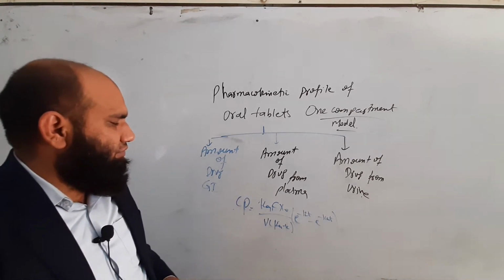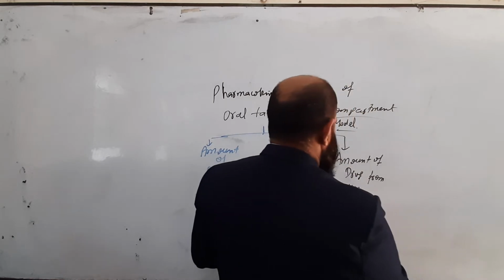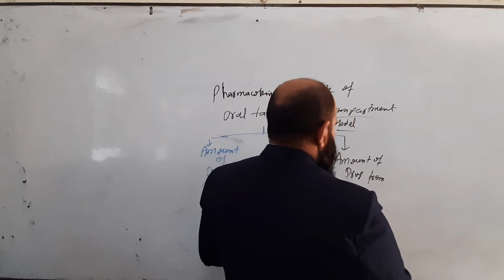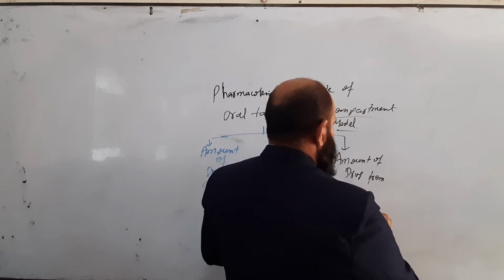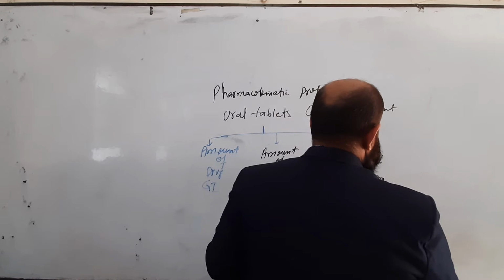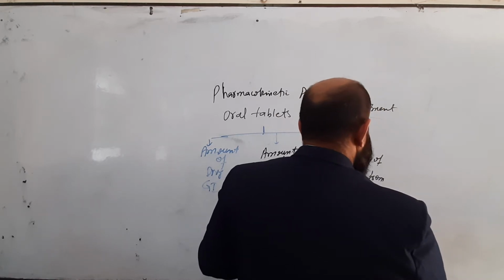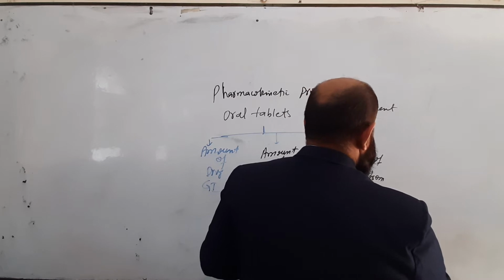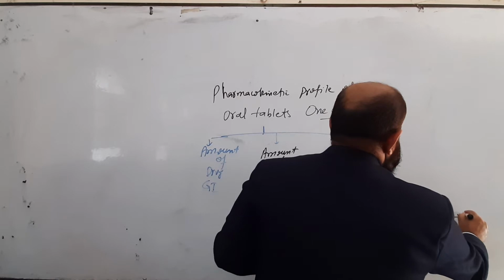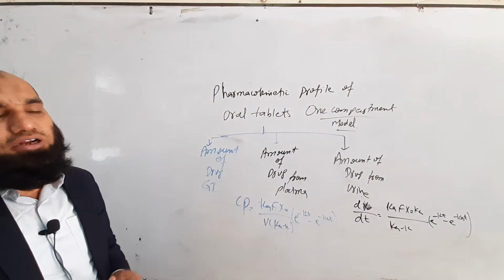The same equation we have already used in the case of urine. We have created the expression for the amount of drug in urine, dXu over dt, which is equal to the same Ka F X naught over Ka minus Ke, times e to the power minus Ke t minus e to the power minus Ka t. This was our concept of how to check the rate of drug.